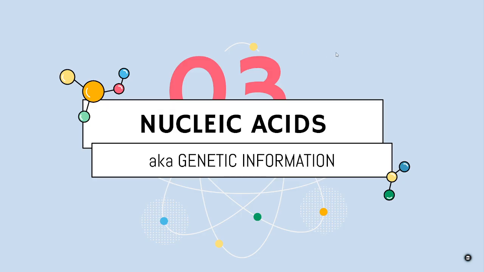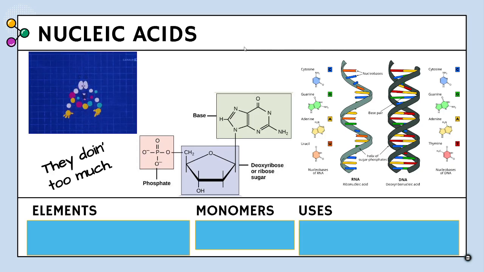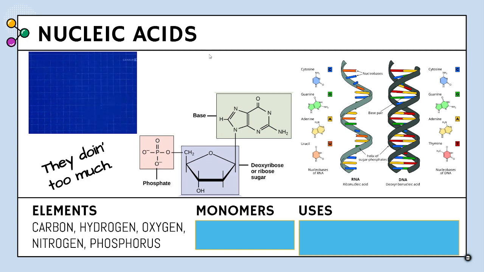Next one, nucleic acids, genetic information. A lot of different things that nucleic acids do. This is where we get to our first macromolecule, though, that's going to introduce different elements that we're not seeing in carbohydrates or in lipids.